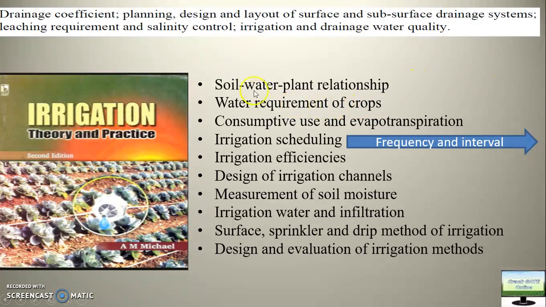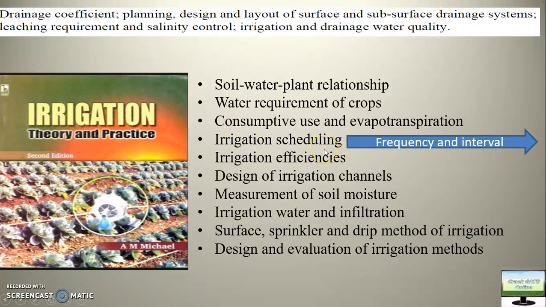So let's see one by one. Soil and water, plant relationship, water requirement of crop, consumptive use and evapotranspiration. This consumptive use and evapotranspiration will also come under hydrology. So try to take formulas from both and don't read them separately. If you are reading any topic from one book, make sure that if that topic is there in the other book also, you club them together and make one comprehensive note. Then comes irrigation scheduling.